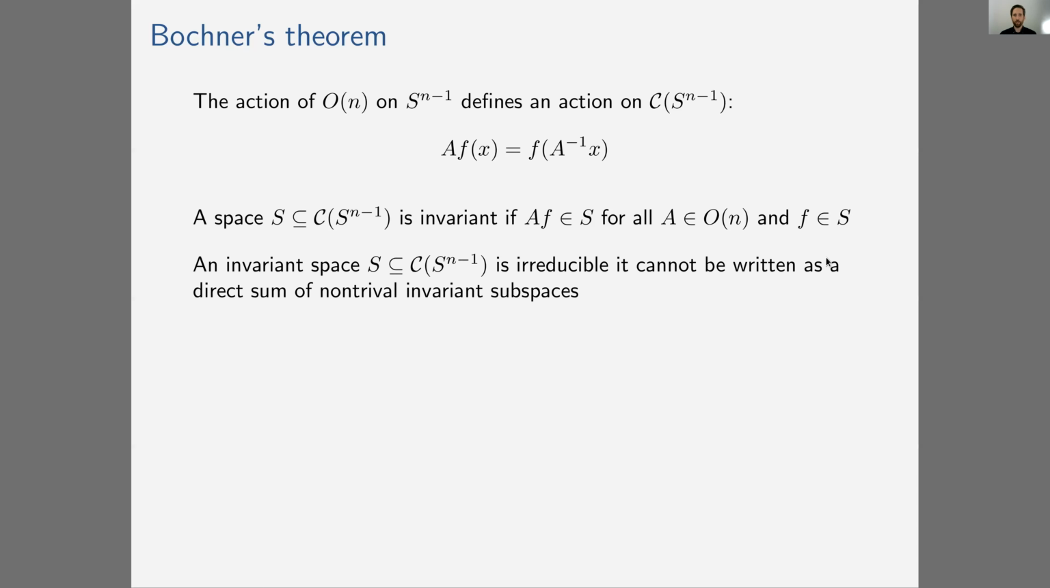And then a second definition. An invariant subspace is said to be irreducible if you cannot decompose it as a direct sum of non-trivial invariant subspaces. So you can imagine you have these subspaces, your group action is sending functions from somewhere in the subspace to somewhere else in the subspace. And if it would not be irreducible, then you could write the subspace as a direct sum of subspaces where the group is really acting.